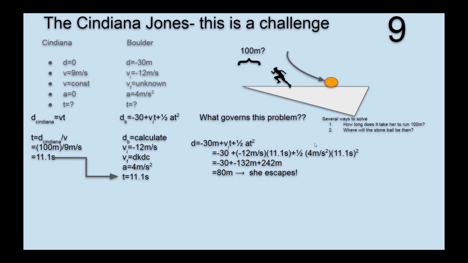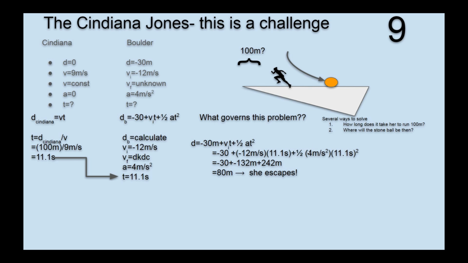The boulder's acceleration is going to counteract this speed to the right in how many seconds? 12, 8, 4, 0. By 4 seconds time, that ball will be reversed and heading her way. But it only manages to travel 80 meters in that time. So she's out the door. She's safe from the boulder.